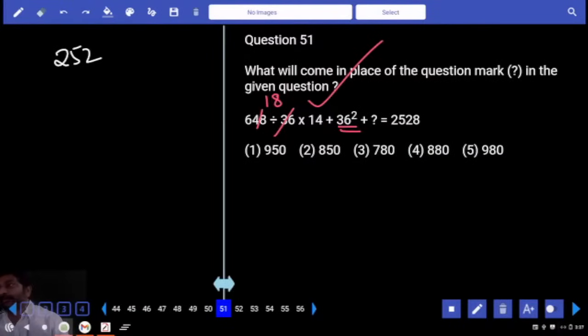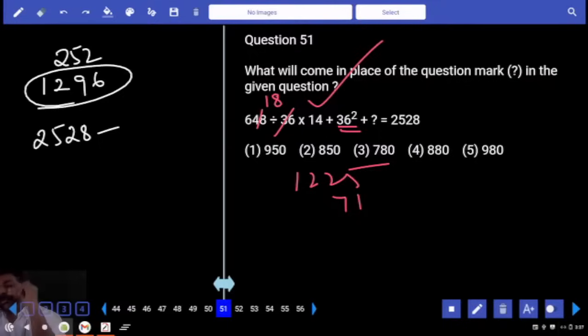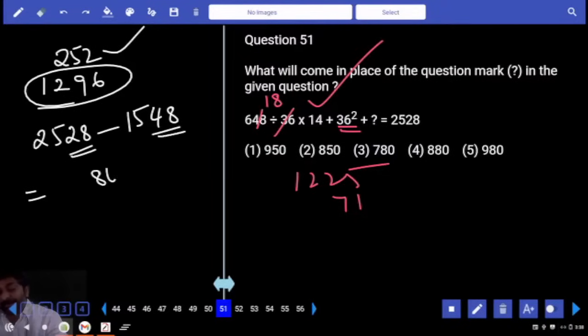36 square. 35 square is 1225. To that you need to add 35 and 36, which is 71. 1296. These two numbers go to right hand side and it becomes negative, right? Already we have 25, 28 minus. To make this round figure, how much is required? Take 4 from the first number. How much will be there? 248. 248 plus 1300, 1548. 28 minus 48. Answer ends with 80.